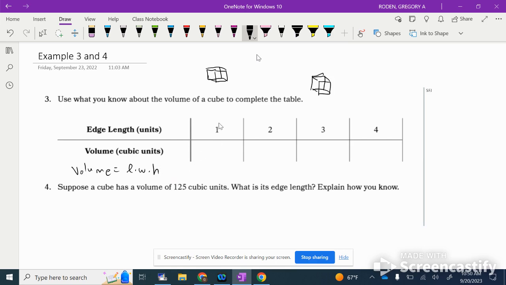So if we have an edge length of 1, our volume is just going to be 1 times 1 times 1. So what's that? 1. What about if it's a 2? 2 times 2 times 2. 8. If it's 3, 3 times 3 times 3. And 4, 4 times 4 times 4. 64.